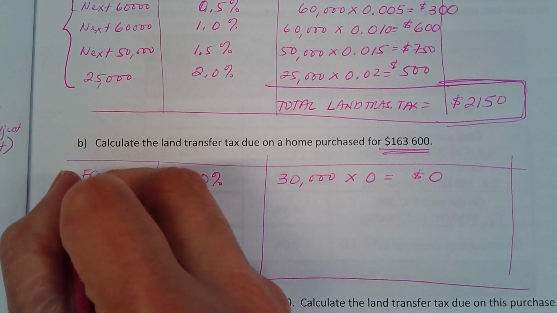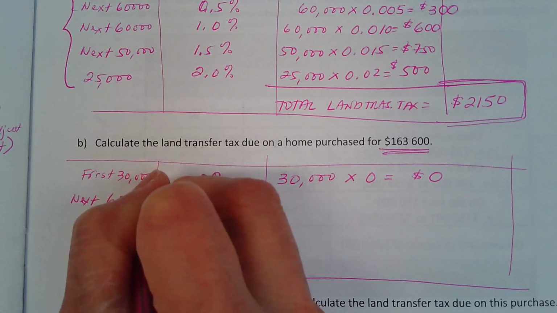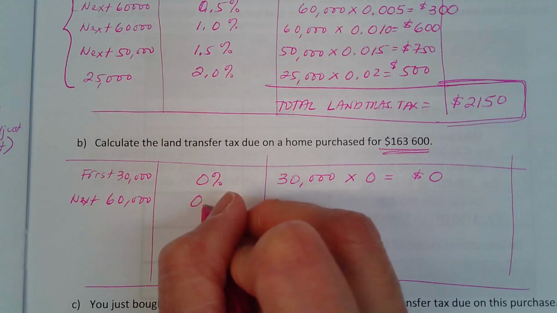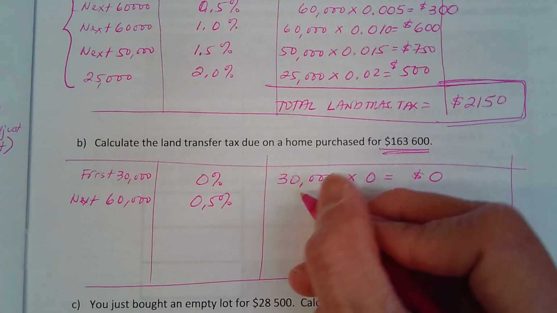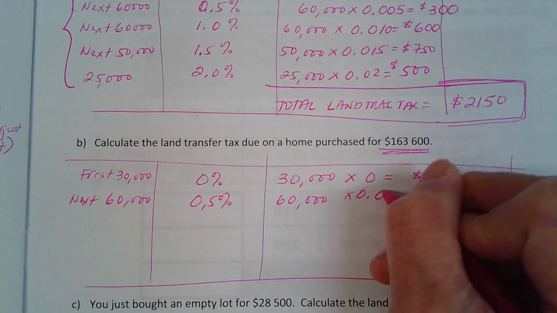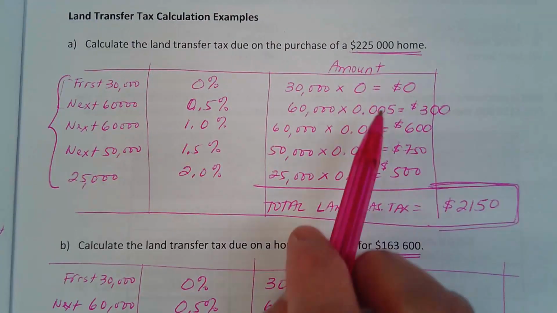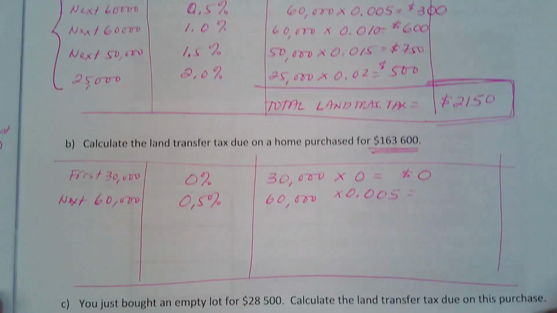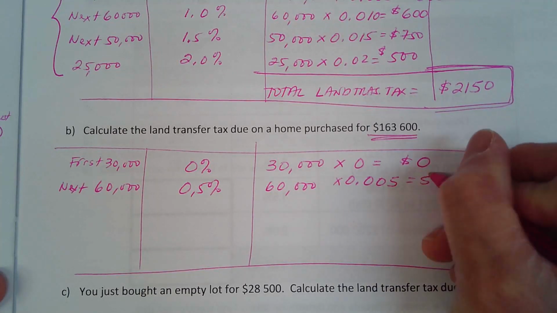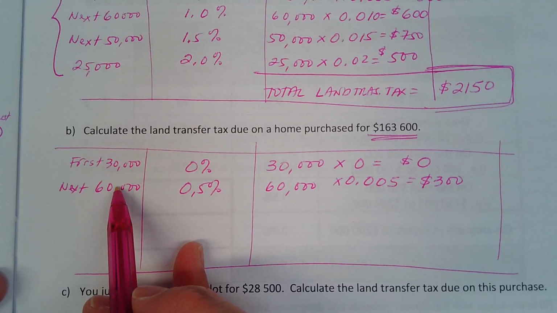We need to go for the next 60,000. 0.5%. So that's 60,000 times 0.005. Okay, we already know how much that is. It's the exact same one, 300. Okay, so what's our running total now? We're at 90, right? 90.